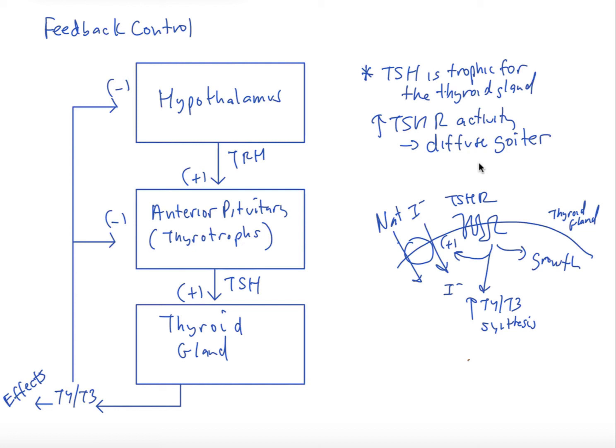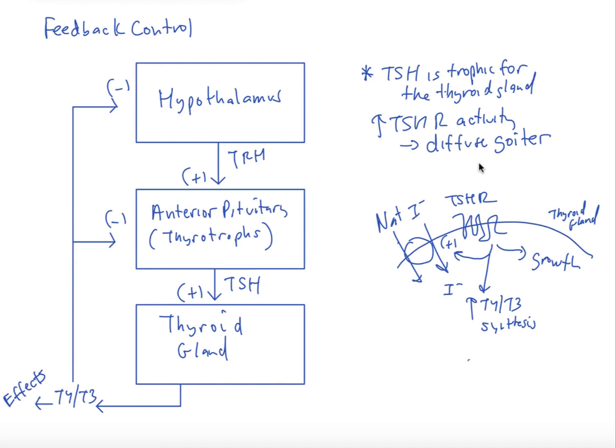Also, a couple important points about TSH. TSH is trophic, like many of the anterior pituitary hormones, for their target, and in this case, it's trophic for the thyroid gland. So if you increase TSH receptor activity on the thyroid gland, you get something called a diffuse goiter, which is a diffuse enlargement of the thyroid gland. An important point here is that it's the TSH receptor activity that's important, not necessarily TSH. Because if I had something that was acting like TSH and it was stimulating the TSH receptor, it would also give you the same effects that TSH does, which includes this enlargement of the thyroid gland.